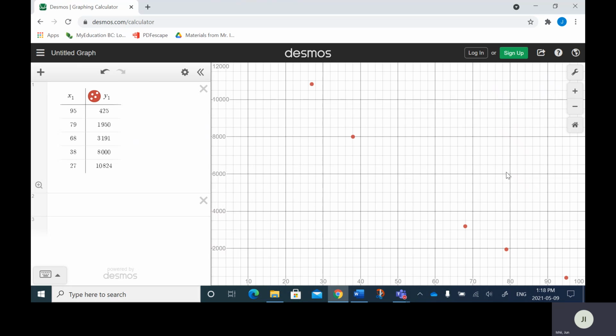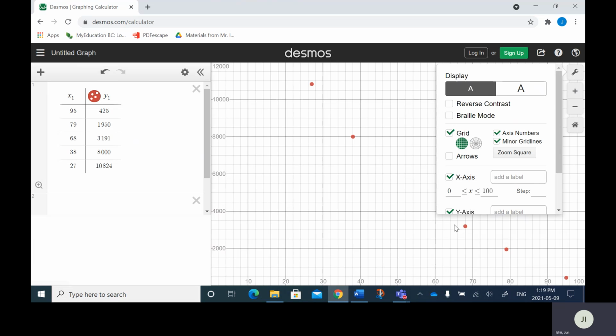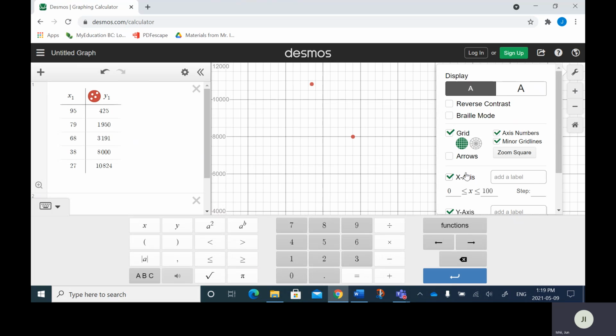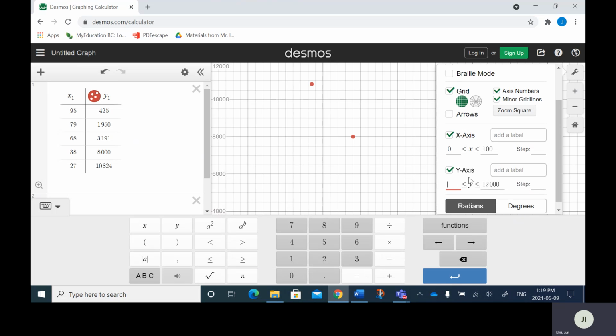Okay, so let's take a look here. You know what? I'm just going to zoom out a little bit more. Instead of 0, actually, let's go into the negatives here. So for my y, I'm just going to go negative.